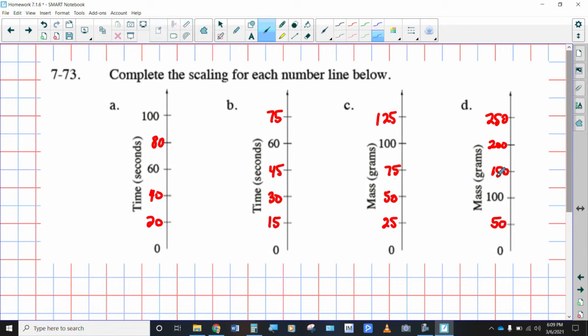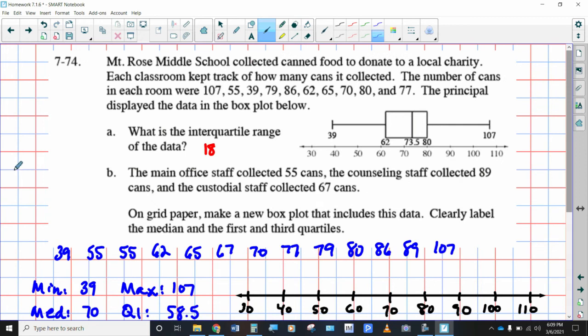And the last one, you're counting by 50s because 2 steps to get to 100, you must be counting by 50s, and so on and so forth. Oh, a box plot.